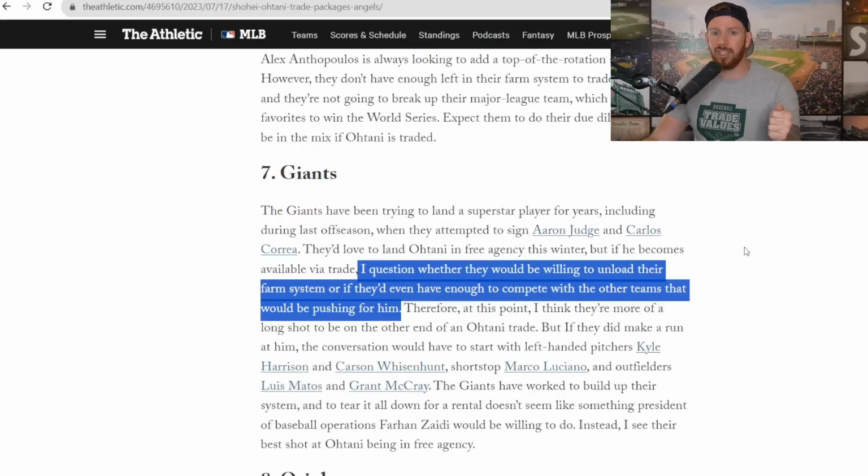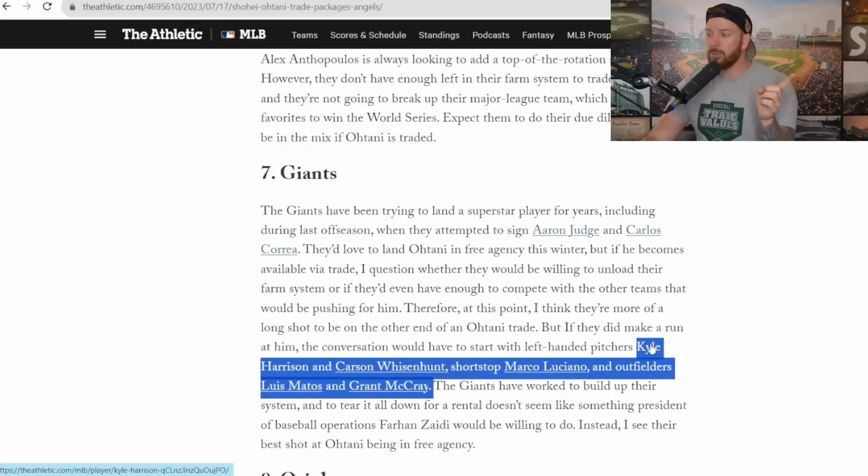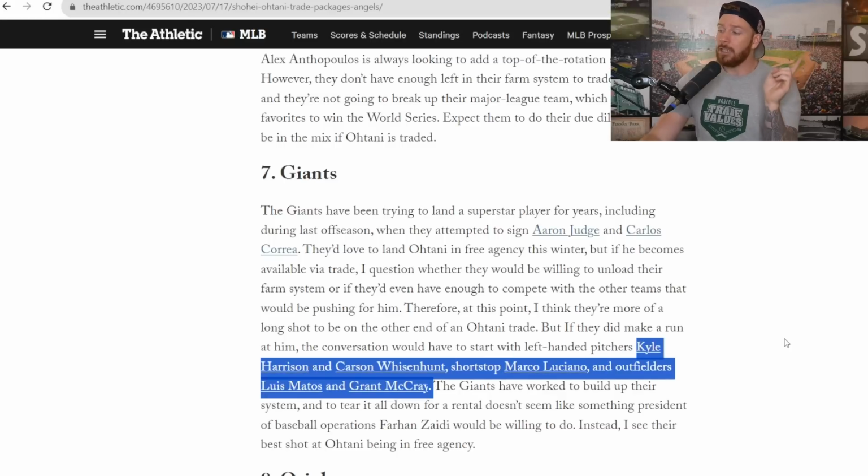They come off as an organization to me that wants to give the money to these big-time players like Aaron Judge. They landed Aaron Judge, though, and Carlos Correa, so they're willing to spend the money. I don't know if they want to spend the prospects, but he does mention a trade here. And boy, oh boy, is it a massive overpay. He says, Kyle Harrison and Carson Whisenhunt, shortstop Marco Luciano, and outfielders Luis Matos and Grant McCray.